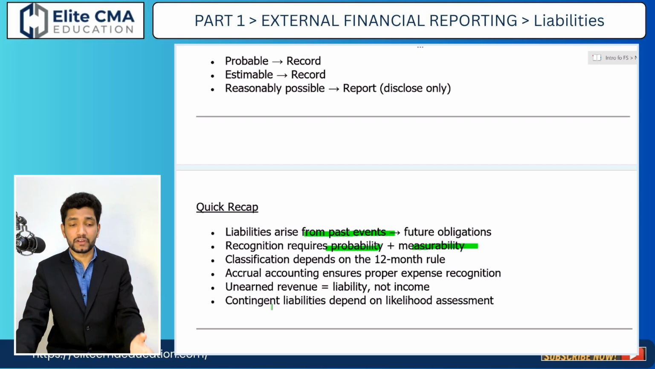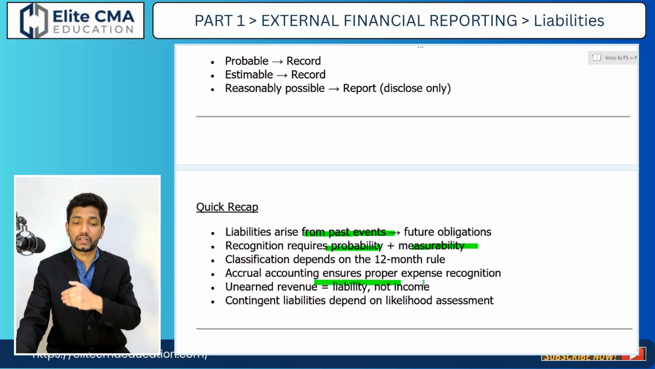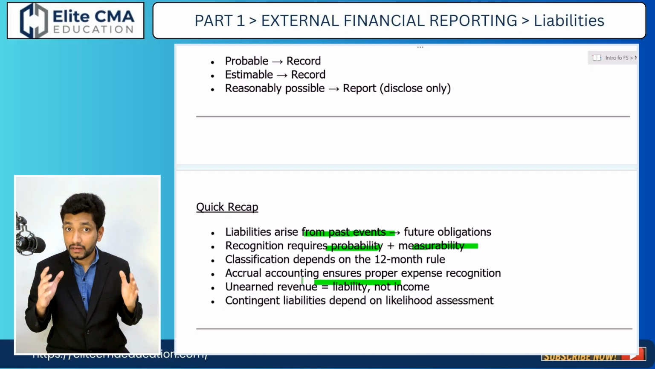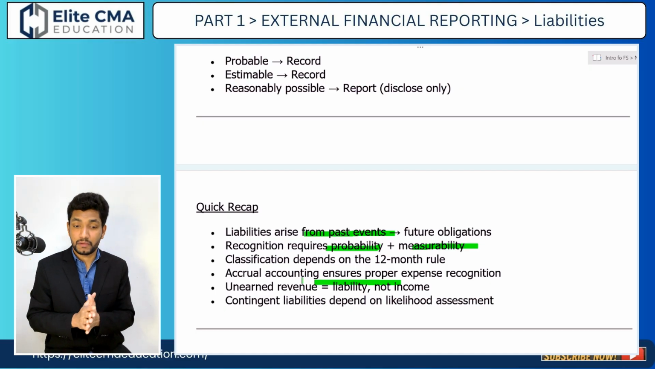Then unearned revenue is a liability. Unearned revenue is a liability, it is not income. For contingent liabilities, the recording or recognition is based on the likelihood assessment.